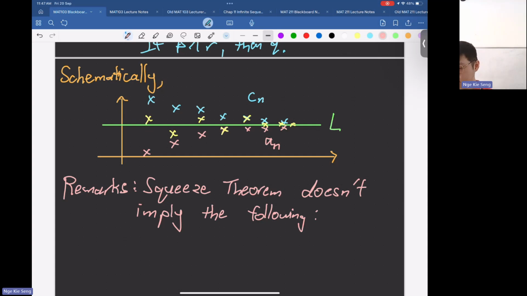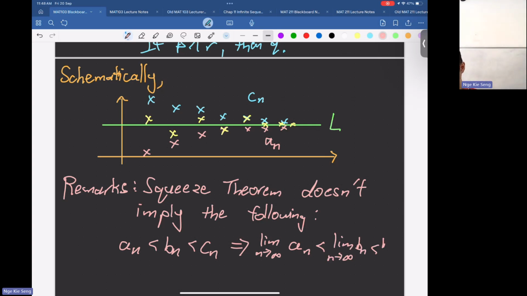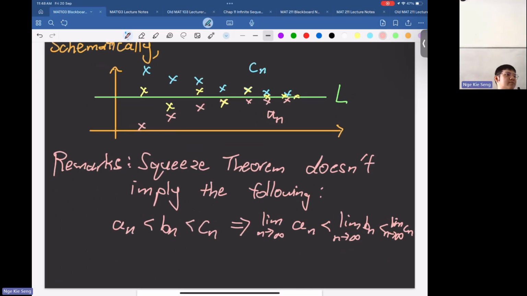If AN less than BN less than CN, I purposely threw away the equal sign. Strictly less. Maybe you think it's even more squeezed, right? But it doesn't imply that the limit of BN strictly lies between the limit of AN and the limit of CN. The key point here is the strictly. Can you think of a counter example to this one?